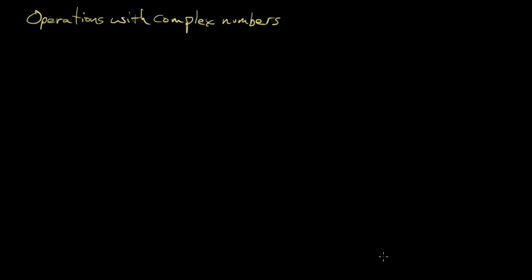Let's do some operations with complex numbers. The standard form of a complex number, remember, is a plus bi, where a is the real part and bi is the imaginary part. If b equals 0, then we have a real number, because you multiply 0 times the square root of negative 1 and you get 0. So you just have a real number. a is the only thing that's left.